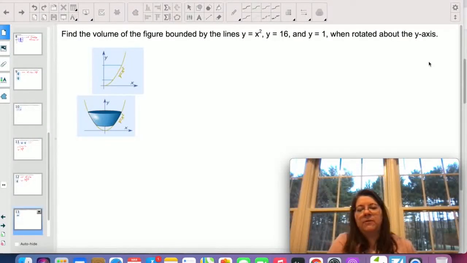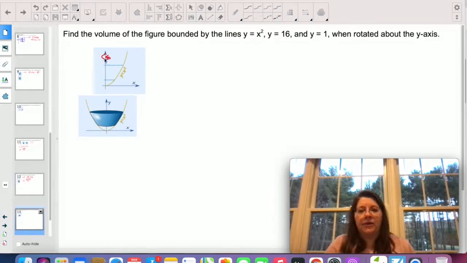We also need to be familiar with what if this thing revolves around a vertical axis. So it's the same thing. We will draw the function, and this is the same function, y equals x squared. It says find the volume of the figure bounded by the lines y equals x squared, y equals 16, so that would be this line right here, and y equals 1, this line right here. And we're going to rotate that about the y-axis. So if we rotate that function about this axis, this is the shape that we're going to get. It looks like kind of a cereal bowl.